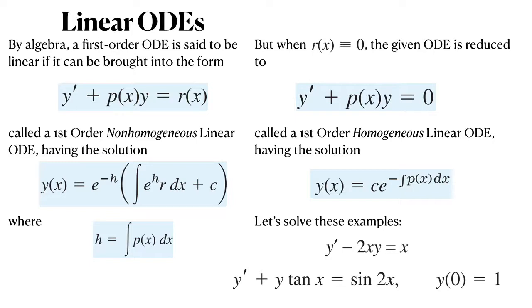Using algebraic manipulations and operations, if ma-reduce gyud siya sa ingani nga form, no? Sa left-hand side, it's only dy over dx or y prime plus a function p of x that is solely in terms of x alone times y, which is equal to, sa right-hand side only, r of x. This r of x is the same sa p of x, is solely in terms of x alone. So this is called a first-order non-homogeneous linear ODE.